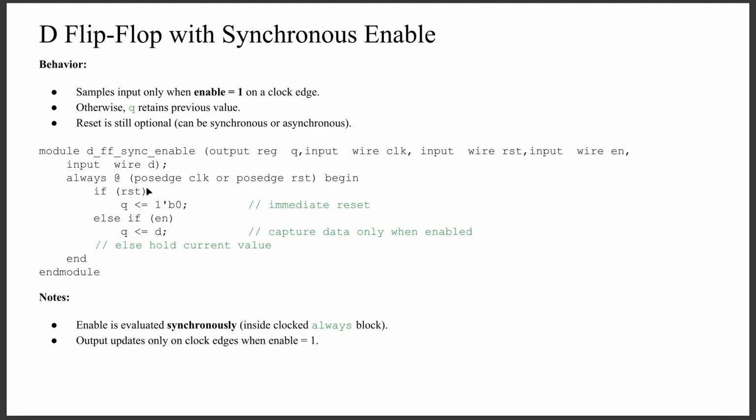In our module, at the change of the clock or reset: if we reset, we set Q equal to 0; else, if we are enabled, set Q equal to D. Notes: input is evaluated synchronously inside a clocked always block. Output updates only on clock edges when enable is equal to 1.